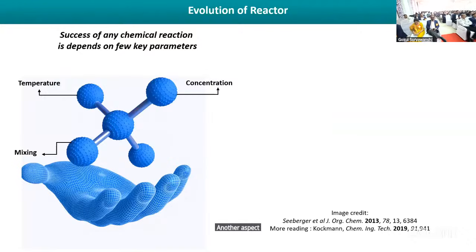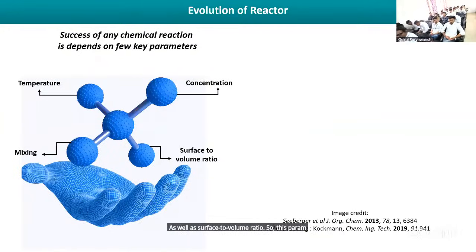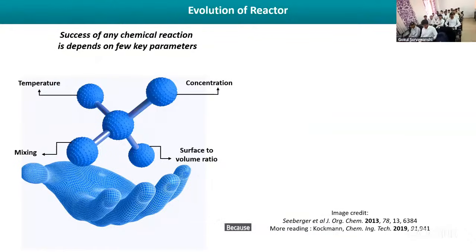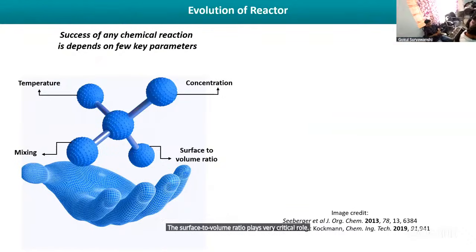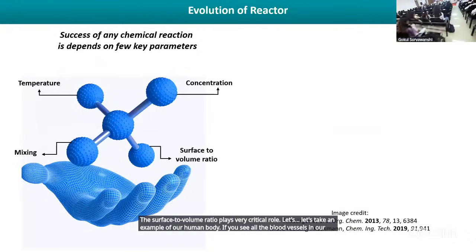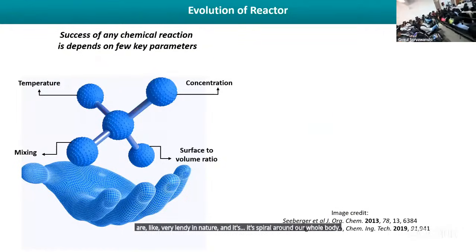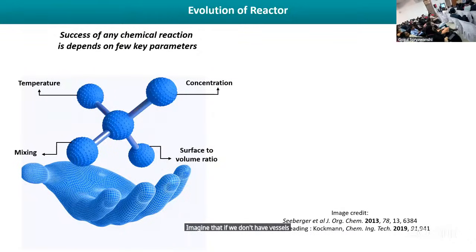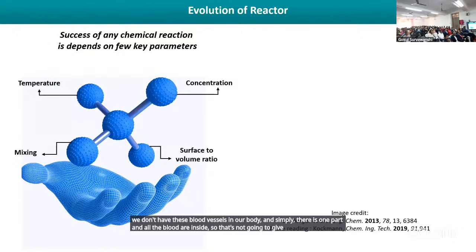Another aspect of a successful reaction is concentration as well as surface to volume ratio. This parameter is very crucial, because once you want to go from small scale to large scale, the surface to volume ratio plays a very critical role. Let's take an example of our human body. All the blood vessels in our body are very lengthy in nature, and they spiral around our whole body. Imagine that if we didn't have these blood vessels in our body, and simply there was one pot and all the blood was inside. That's not going to give us a better surface to volume ratio.